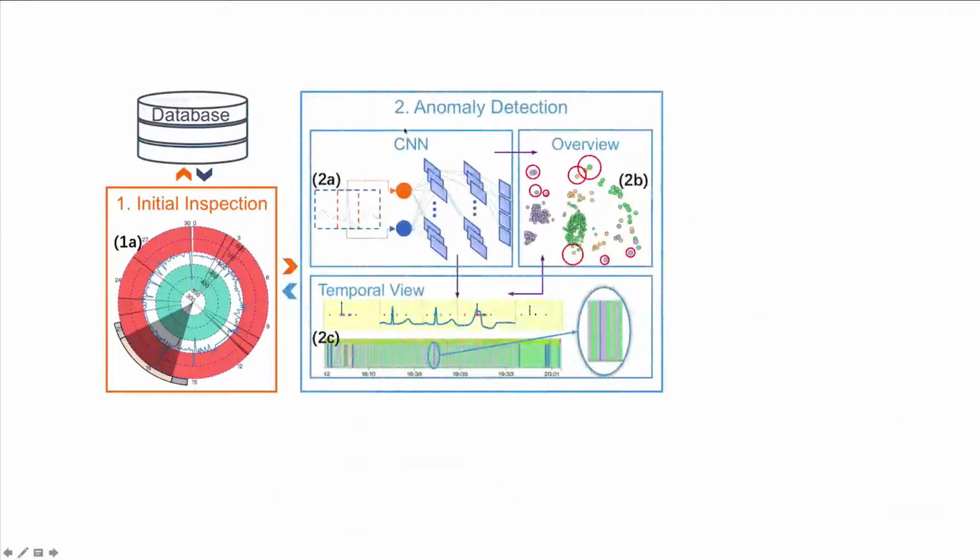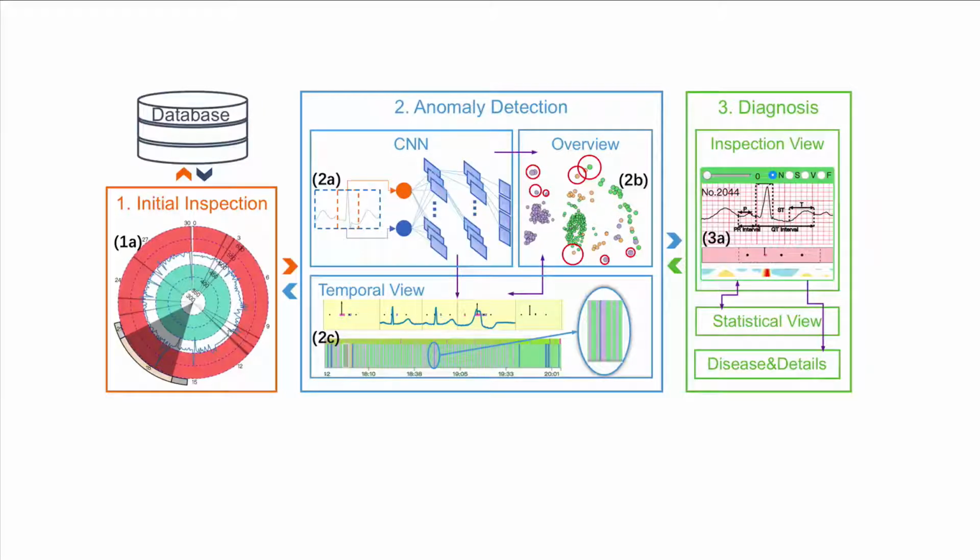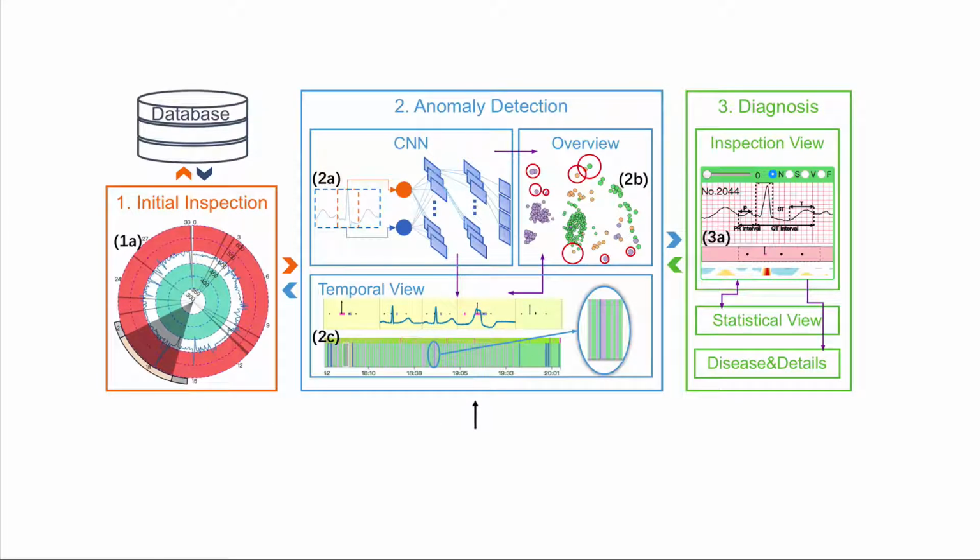Our system incorporates an interactive analysis framework to support the exploration through three major steps: initial inspection step for inspecting and selecting an ECG segment, an anomaly analysis step for detecting anomalous heartbeats in the overview and temporal view, and a diagnosis step for the identification of arrhythmia in other views.